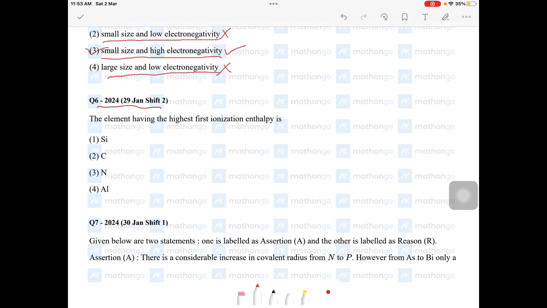Sixth question, 29th January shift 2. The element having highest first ionization enthalpy: carbon, silicon, nitrogen, aluminum. Nitrogen has highest ionization enthalpy due to half-filled electronic configuration.